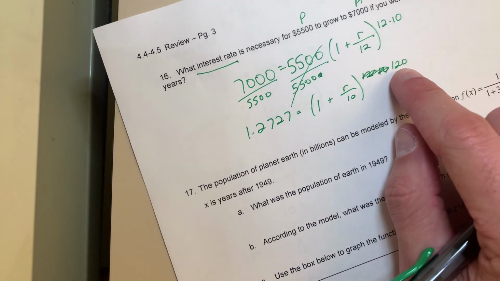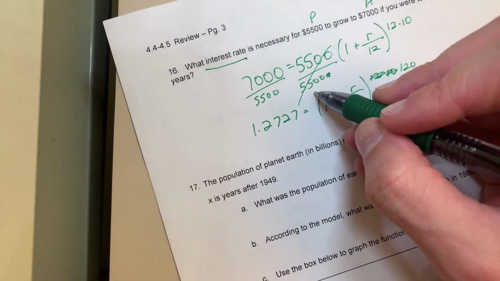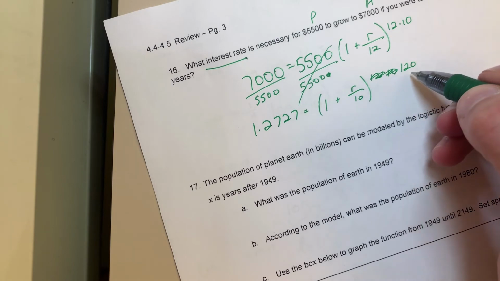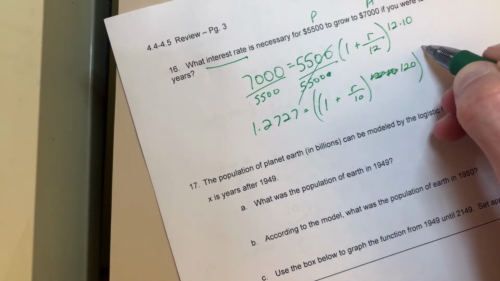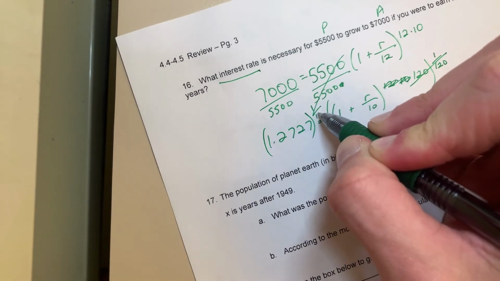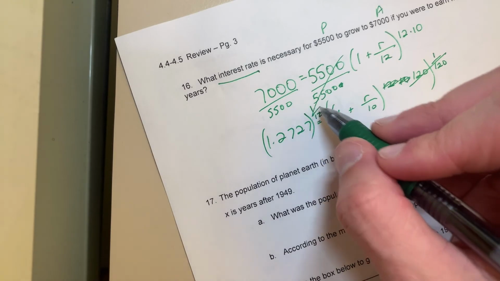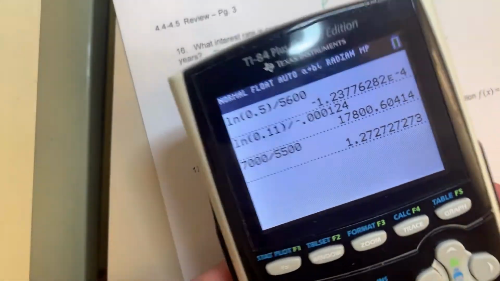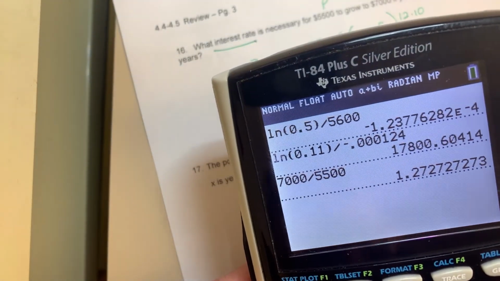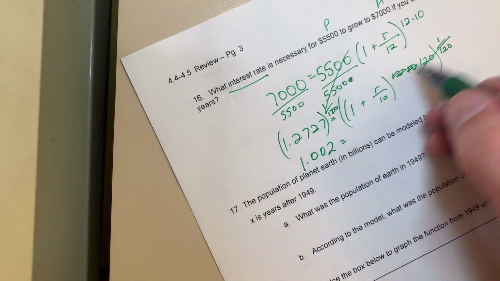So what I need to do is cancel this out. It just depends on how you type it in the calculator. It's either do the 120th root, or you can raise both sides to the 1 over 120th power. But it needs to be to both sides, right? So I need to do 1.2727 to the 1 over 120th power. And so we get this super small 1.002. So that's not too bad, right? And now this exponent's gone.